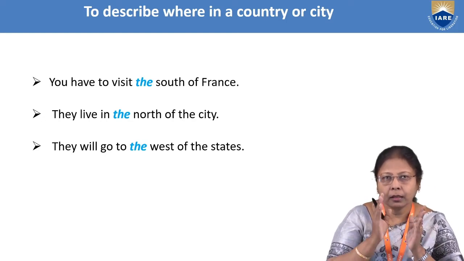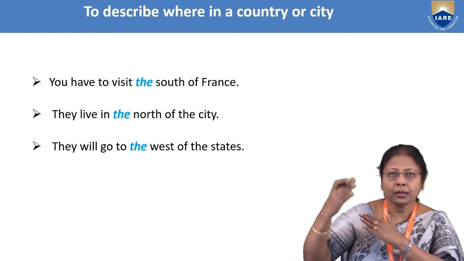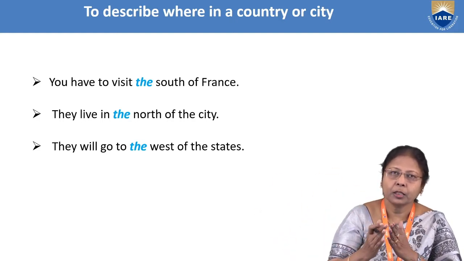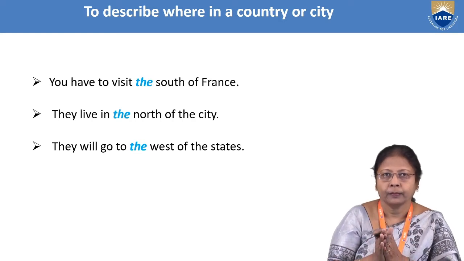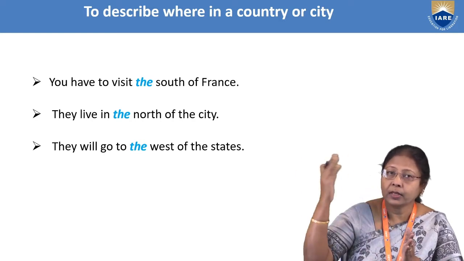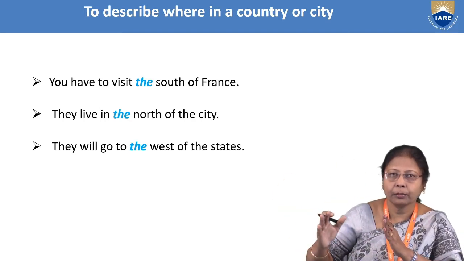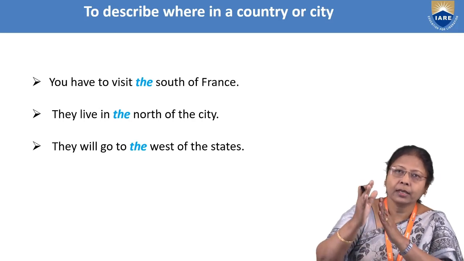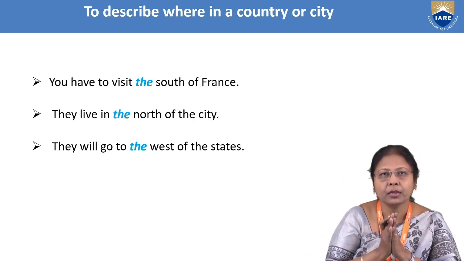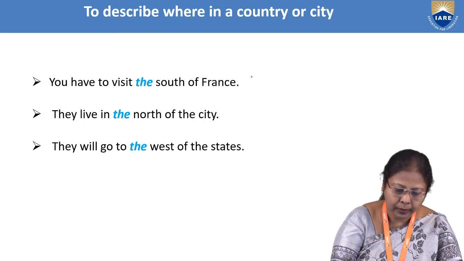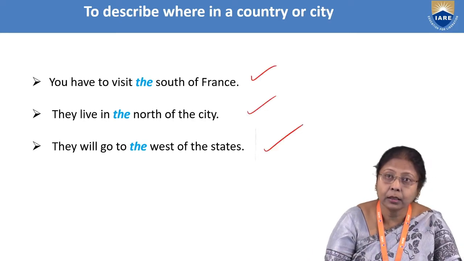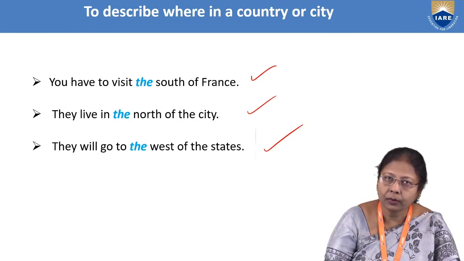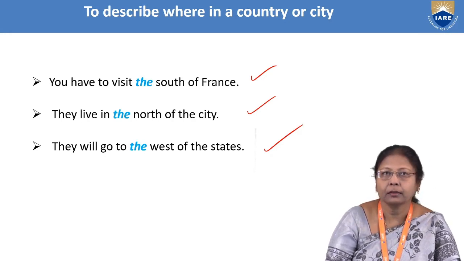And the next sentence is, they live in the north of the city, the north side of the city. This is also to locate the place. And they will go to the west of the states, the west side of the states. It means where the place is located. Before that also you have to use the definite article "the". So in this way, to describe where the country or city or the place is located: the south of France, the north of the city, the west of the state.